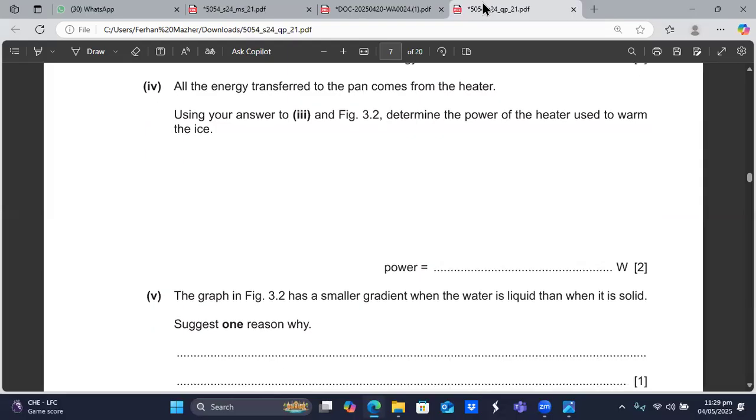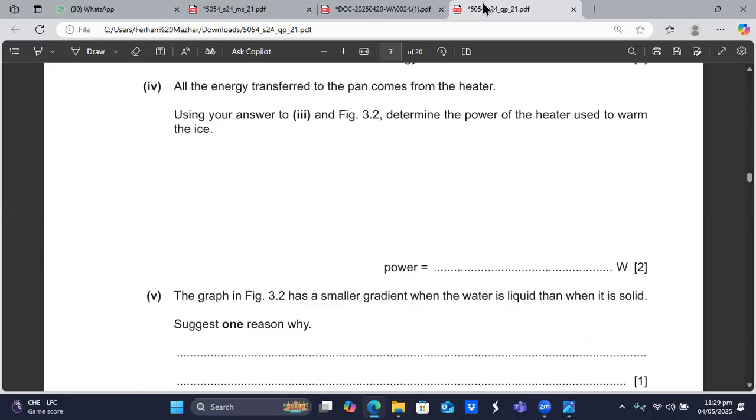All the energy transferred to the pan comes from the heater. Using your answer to the third part and the figure 3.2, determine the power of the heater used to warm the ice. To warm the ice, it took 2 minutes, which means 120 seconds. I'm getting that time from that graph. In that graph, it took 2 minutes to change the temperature from minus 15 to 0 degrees centigrade. 2 minutes means 120 seconds.